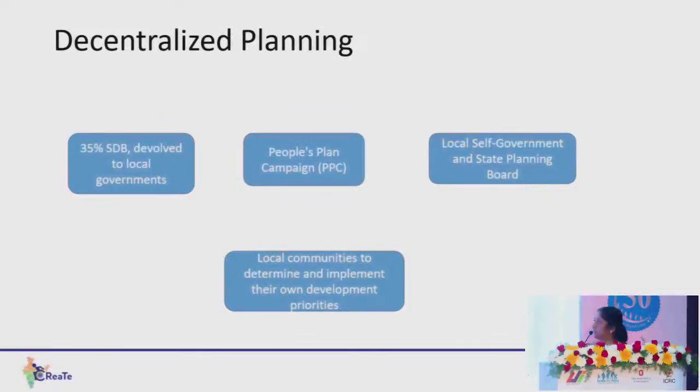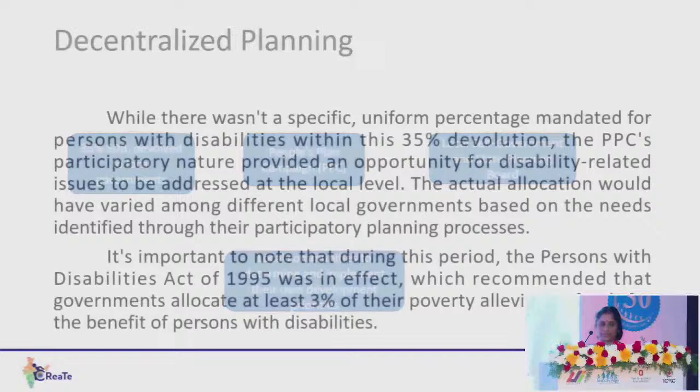In the 9th plan, Kerala state took a decision to devolve 35% of state development budget to local government, which is implemented by People's Plan campaign through the joint supervision of local self-government institutions and state planning board. It involved local communities to determine and implement their own developmental priorities.